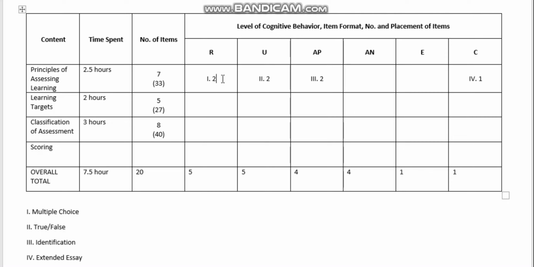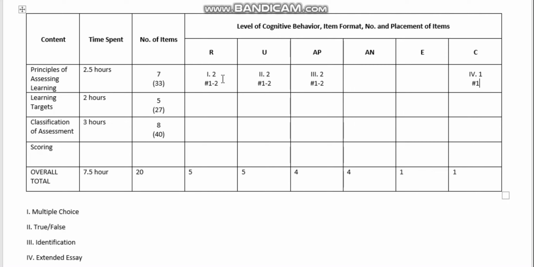Okay, and the numbering is, since we have here test 1, so that is number 1 to 2. Okay, then same as for test 2, it is 2 items, that is numbers 1 to 2. And for applying, we have numbers 1 to 2. Okay, and for creating, that is number 1.